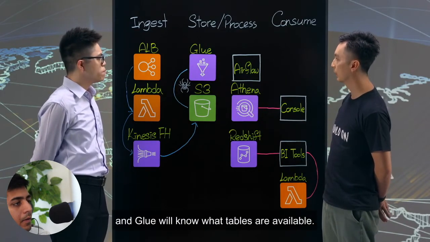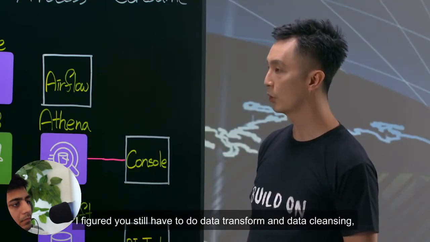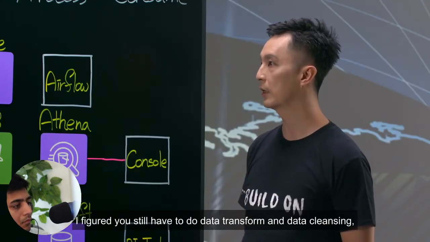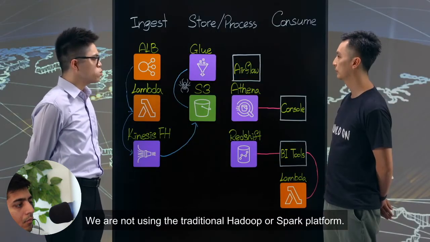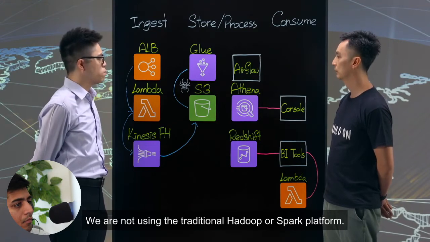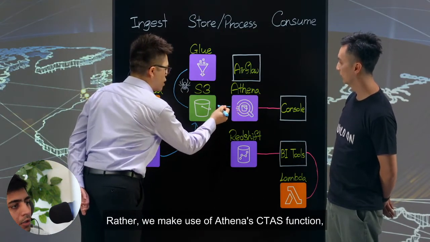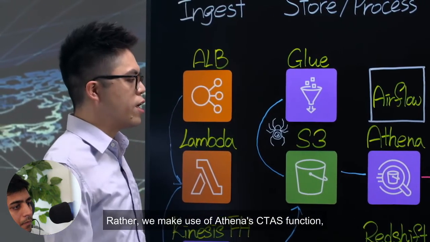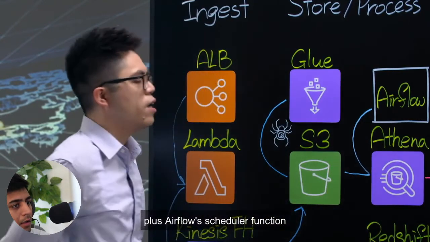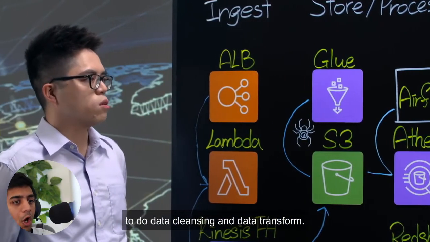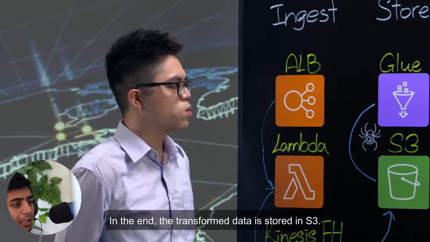So Athena gets the data from S3 using the CTAS function. So they are using Airflow to orchestrate that. I mean, it's fine. I would have used AWS Glue workflow there.